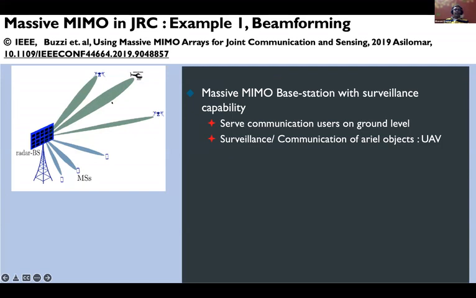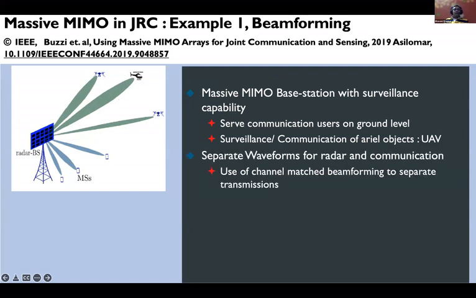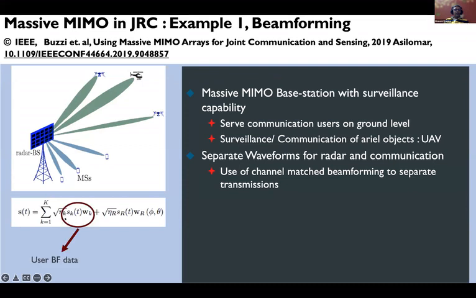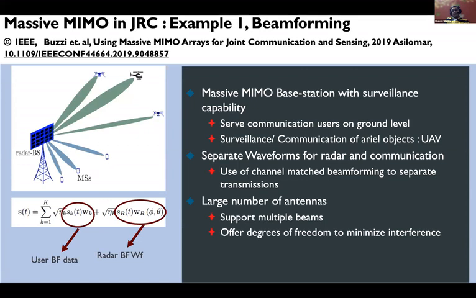In this problem, they use separate waveforms for radar and communication. So here is the user data beamformed with the beamforming vectors, and then you have the radar beamforming vector. So you form separate beams, with appropriate weighting functions, and then you probe the UAV channel and communicate to the base station, sorry, the users. You have a large number of antennas, so this helps support multiple beams and also offers degrees of freedom to minimize the interference.